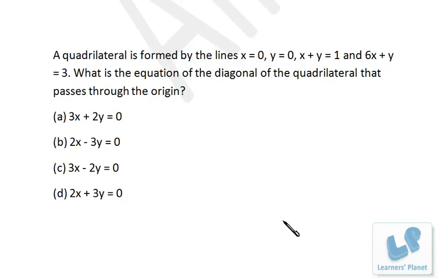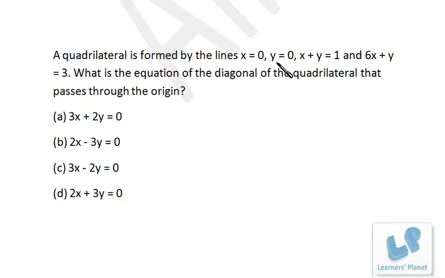Now friends, here we have a problem based on coordinate geometry. A quadrilateral is formed by the lines x is equal to 0, y is equal to 0, this and this. What is the equation of the diagonal of the quadrilateral that passes through origin? Now this is line x is equal to 0 and this is y is equal to 0. So obviously their intersection is at origin, right?